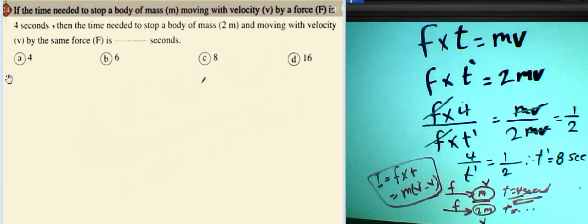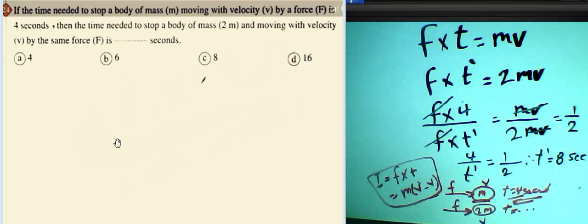Today we'll complete the questions about dynamics from the Master book. Look at this question with me. The time needed to stop a body of mass m moving with velocity v by a force F is 4 seconds. Then the time needed to stop a body of mass 2m moving with velocity v by the same force F equals what? He asked about the second time.